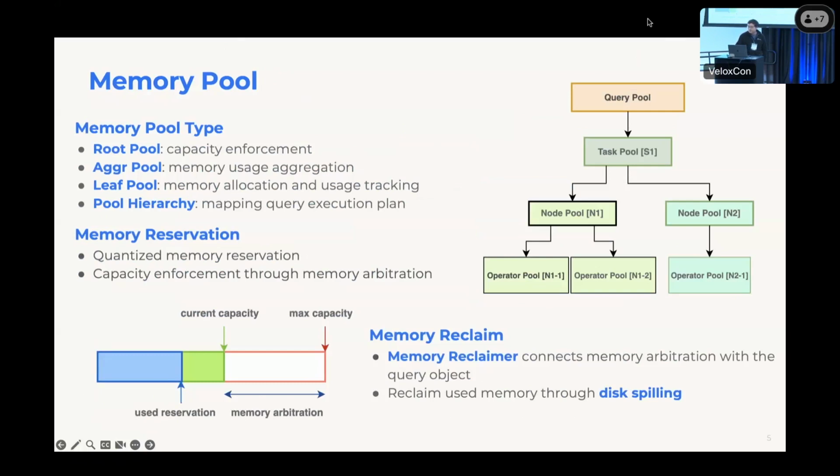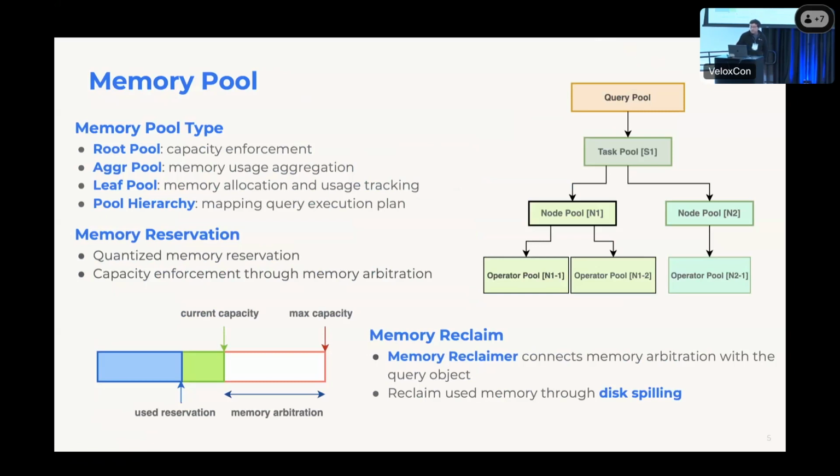And within each plan node, the node memory pool creates one child operator pool for each operator instance created from the plan node. The reason we map the memory pool hierarchy based on the query execution plan is for fine-grained memory usage tracking, so that we can see how much memory each different type of operator uses, and it also eases the memory arbitration processing.